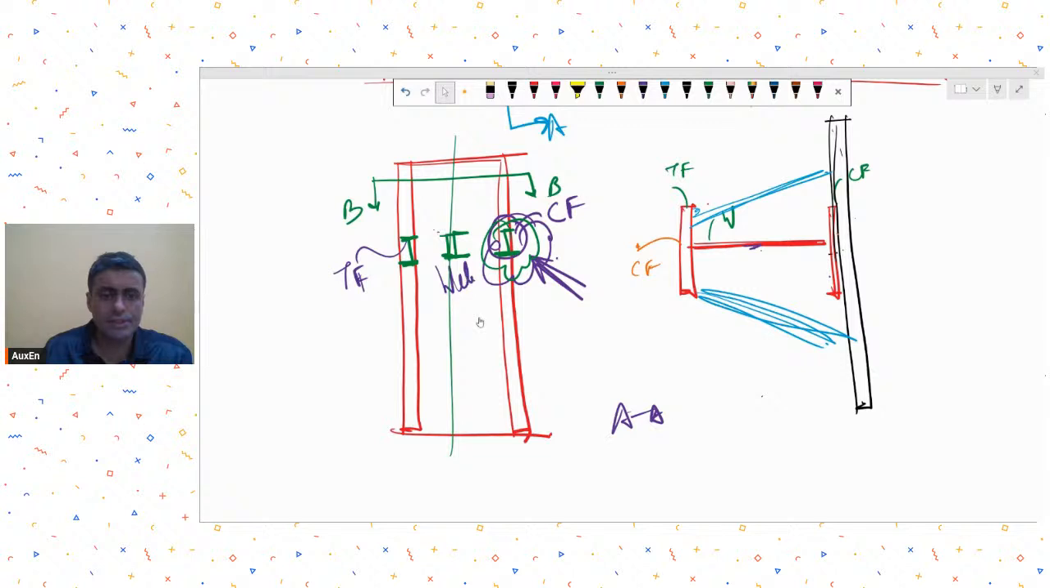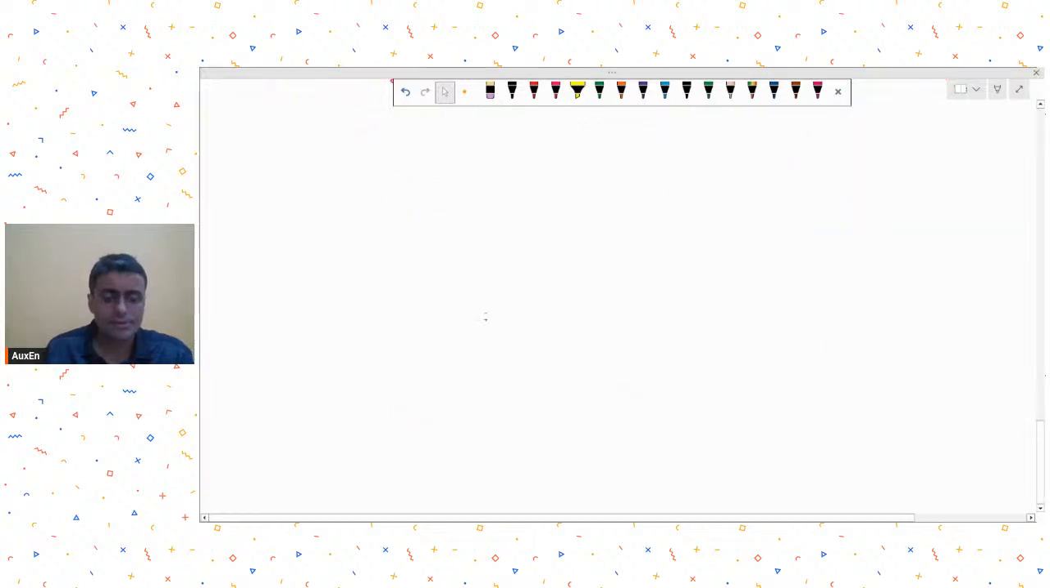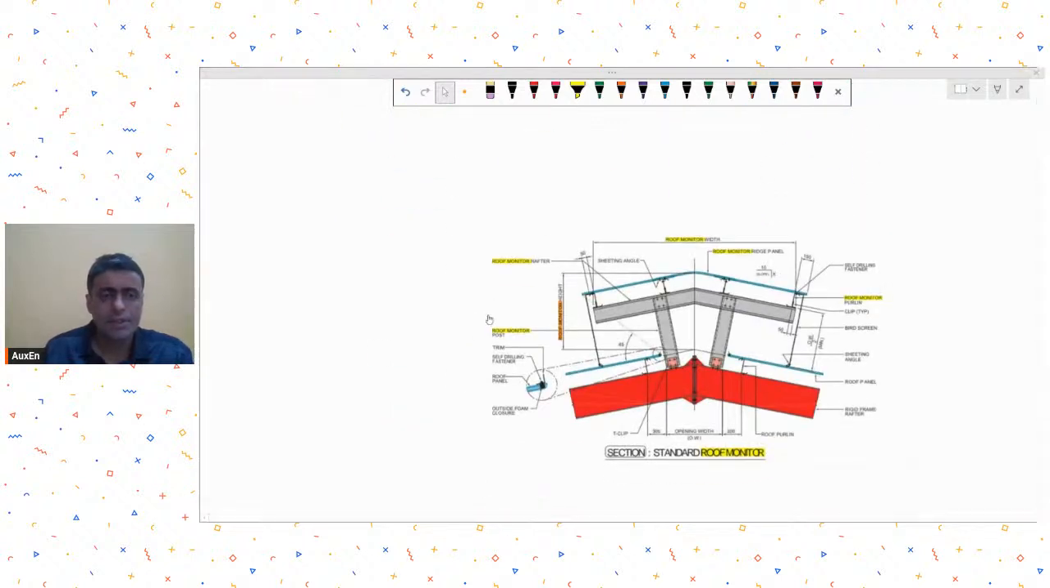His next question is, he has put this image. I think it is from the Steel Handbook. And what is he asking? I'll just put that image first. And then what is his question? Show how this PB roof monitor is connected to the rafter and how this whole system is formed.